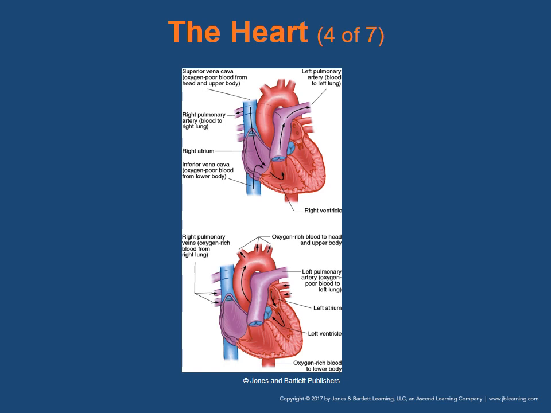So this is just showing the pathway that we just went over. Coming from the superior and inferior vena cava, going into the right atrium, through the tricuspid valve, into the right ventricle, to the pulmonic valve, into the pulmonary arteries, and then it goes to become oxygenated. It comes back through the pulmonary veins, into the left atrium, down through the mitral valve, into the left ventricle, and then it goes through the aortic valve to be pumped to the rest of the body.